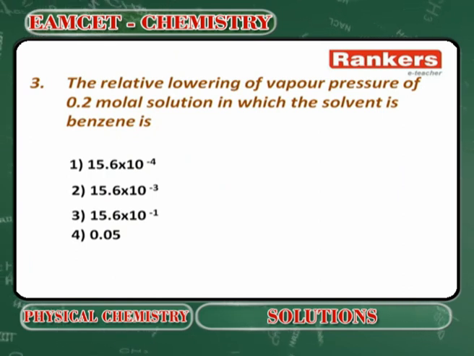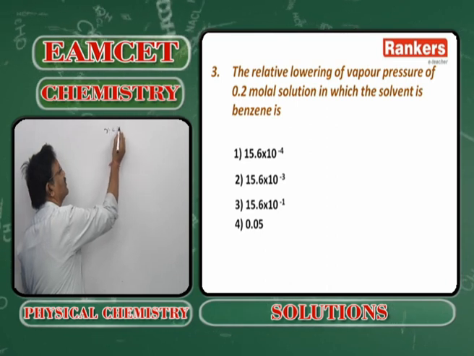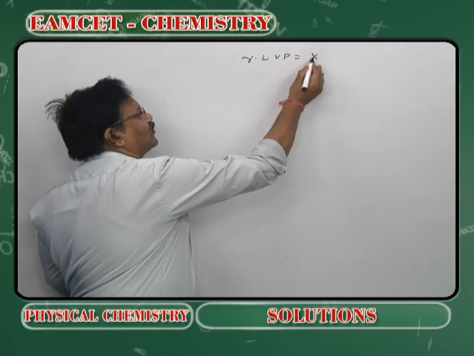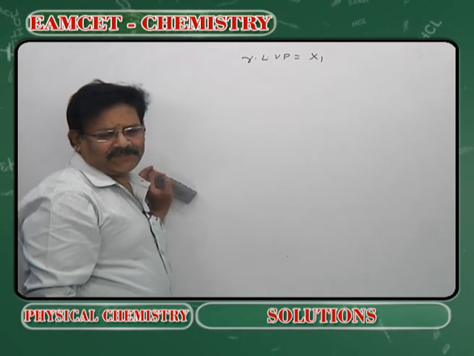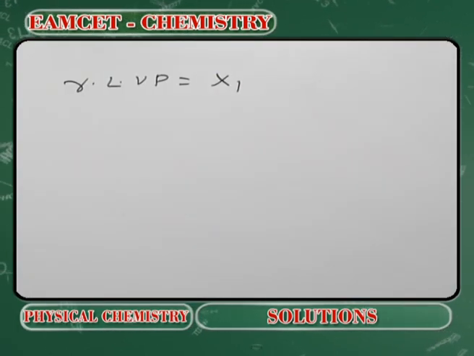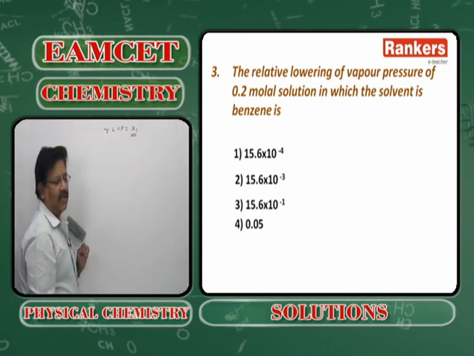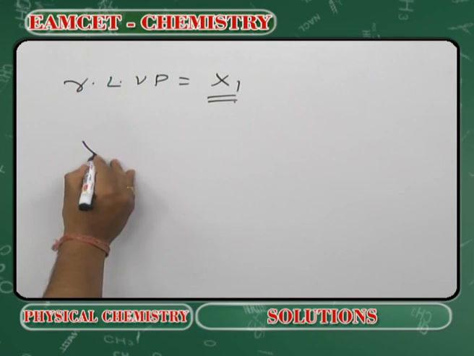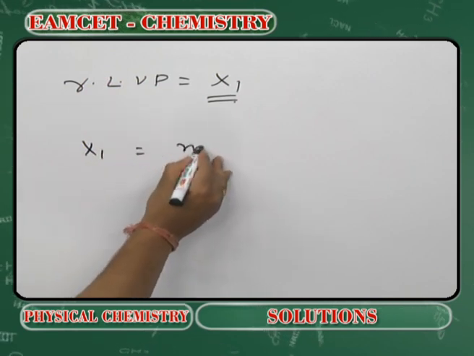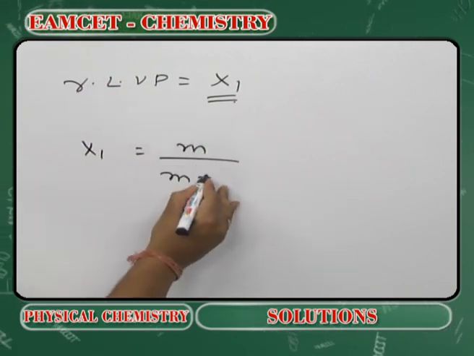The relative lowering of vapor pressure of a 0.2 molal solution in which the solvent is benzene. By the Raoult's law statement, RLVP is equal to x1. Now, how to find the x1 value when molality is given? When molality is given, x1 is equal to molality by (molality plus 1000 by M2).